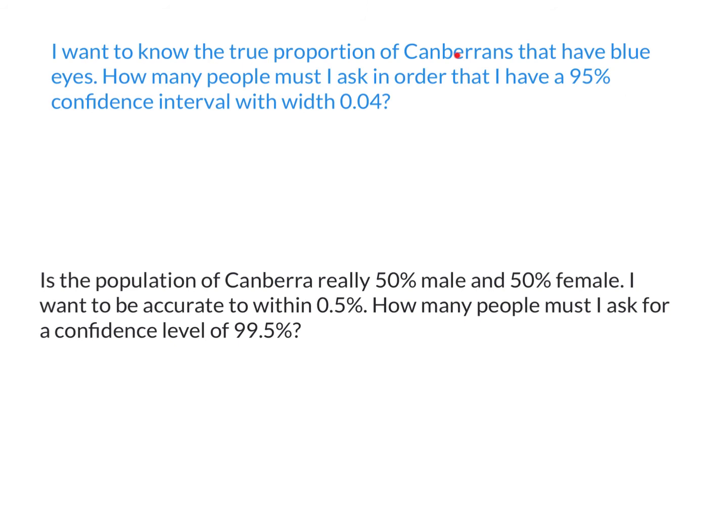So I want to know the true proportion of Canberrans that have blue eyes, and I want to know how many people I must ask so that my 95% confidence interval has a width of 0.04. So here we're calculating n, the number of people that I must ask. So it's equal to 2z. Now remember, for 95% confidence intervals, the value of z is 1.96. You divide that by the interval width that you want, in this case 0.04, squared. Now, we need to times by p hat, the proportion of Canberrans that have blue eyes.